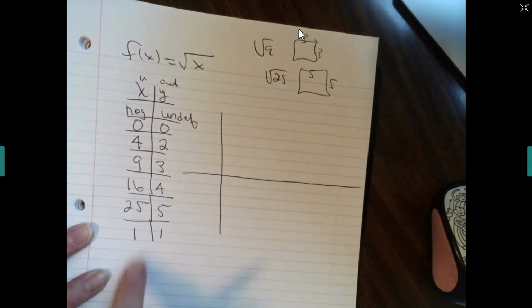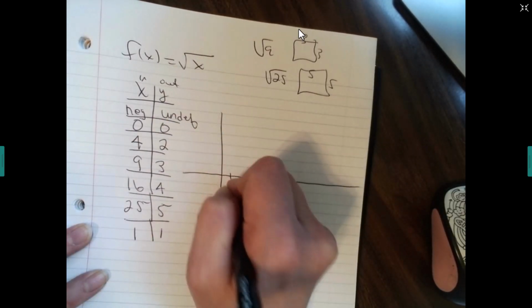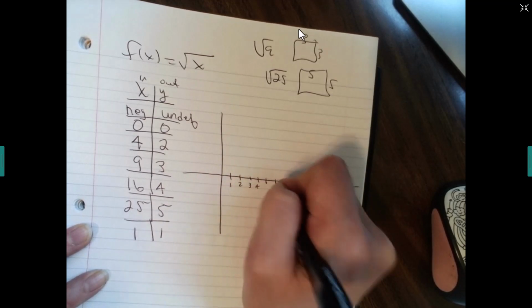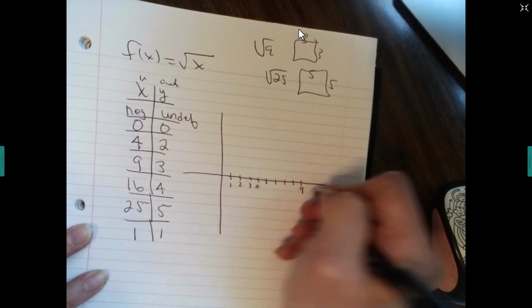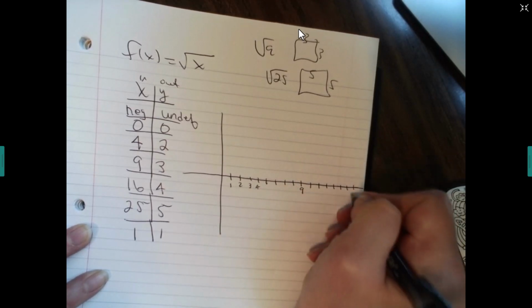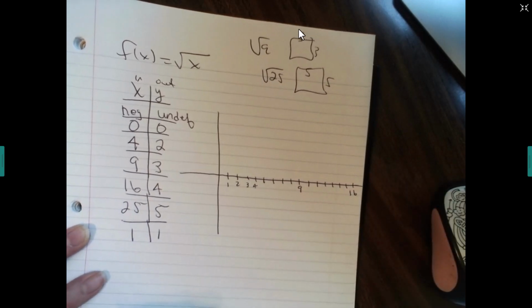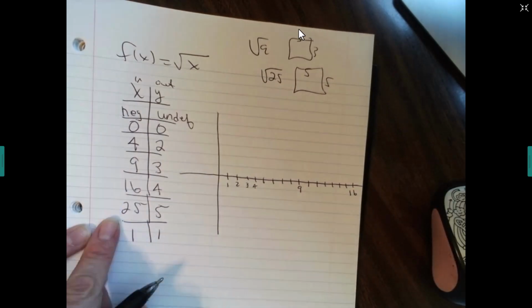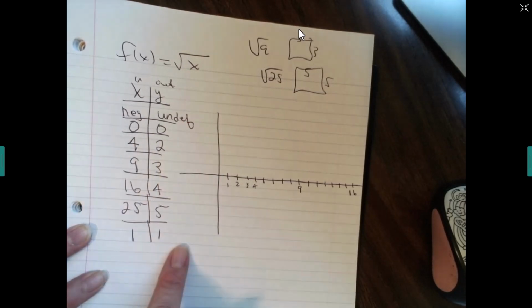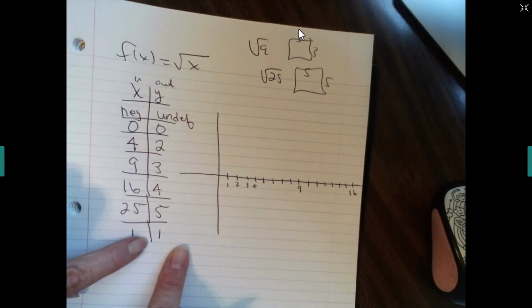My input is over here, so I could have 1, 2, 3, 4, 5, 6, 7, 8, 9, 10, 11, 12, 13, 14, 15, 16. I'm not going to take time to label all those. Now, that's my input, and I have control over that, so I can choose friendly numbers. Output is what the function does. I don't have control over that.